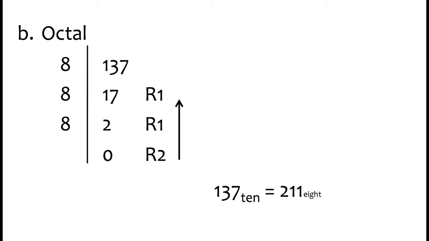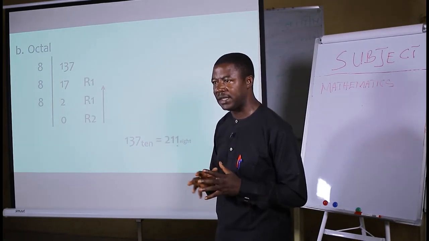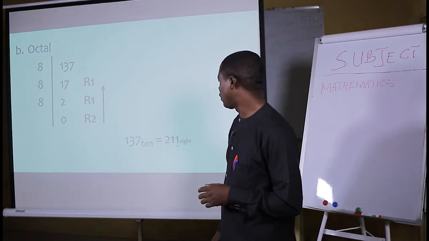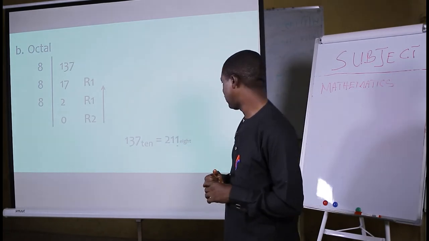Start from the bottom. That arrow is giving you a direction. You start from 211. So the result will be 211 base 8. And students, take note, this base 8, you have to write it in words. Because if you write in numbers, you may make a mistake by having 211 with an 8 and it changes the value. So you write advisably in words. So 137 will give you 211 base 8.